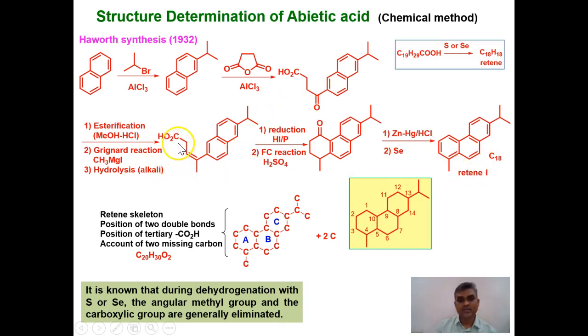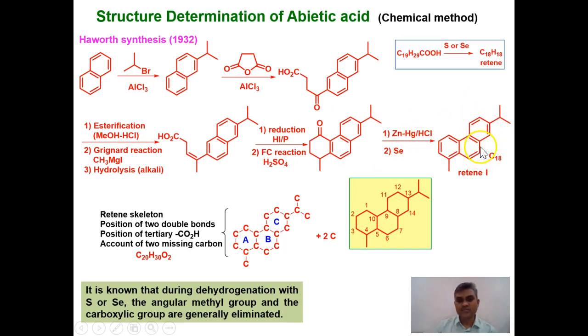Later on, on hydrolysis, the CO2H group will be free here. The double bond is reduced, and then another Friedel-Crafts reaction occurs. We get a tetralone derivative. The tetralone derivative is subjected to Clemmensen reduction, and we get the retene molecule.